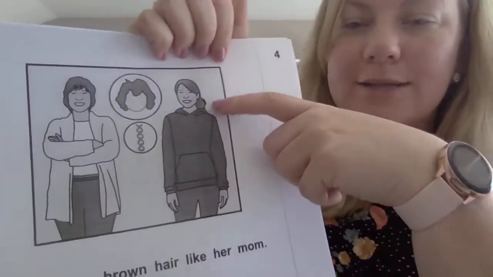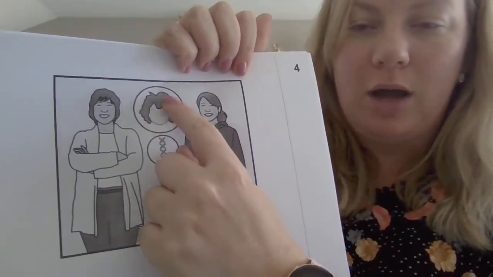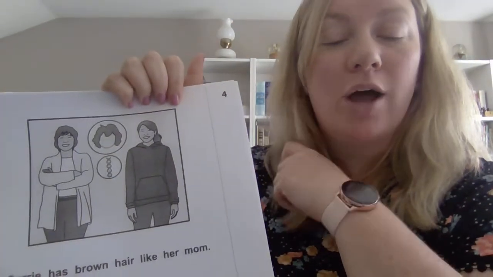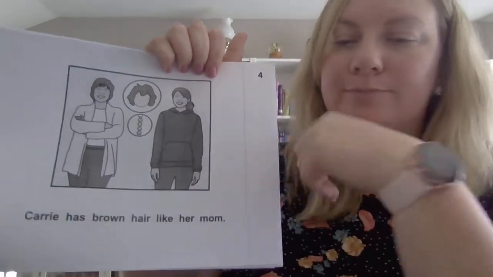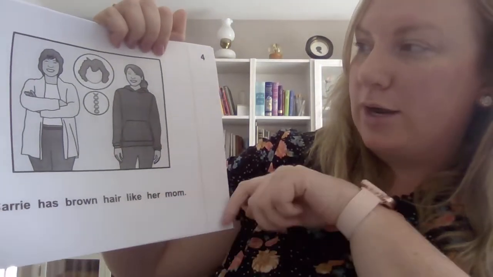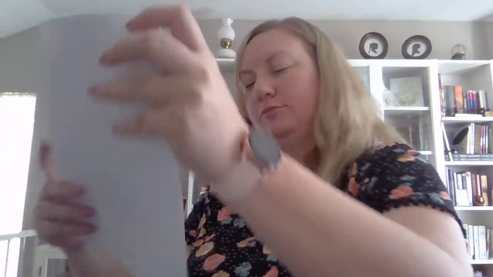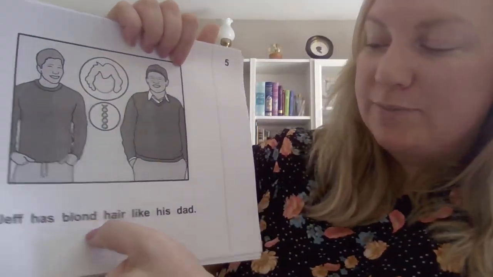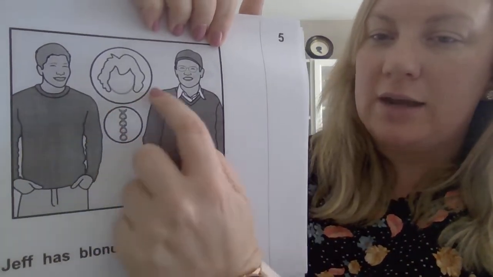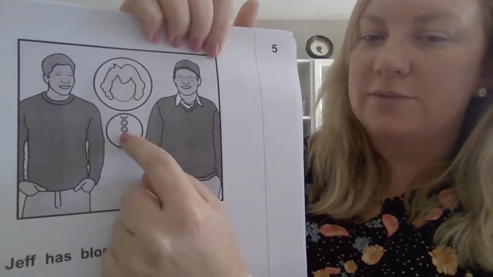It says Carrie has brown hair like her mom. That's a trait, to have brown hair. I have blonde hair like my mom. I get my blonde hair from my mom. Carrie has brown hair like her mom. Okay. Jeff has blonde hair like his dad. So here's Jeff and Dad and their blonde hair. Again, it comes from their DNA.